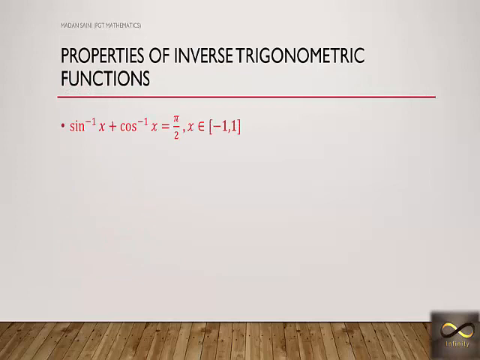The next property is sin inverse x plus cos inverse x is equal to pi by 2 for all x belongs to closed interval minus 1 to 1. Tan inverse x plus cot inverse x is equal to pi by 2 for all x belongs to R. And sec inverse x plus cosec inverse x is equal to pi by 2 for all x belongs to R minus open interval minus 1 to 1. I will prove one of these three and the rest of the two you can prove yourself.